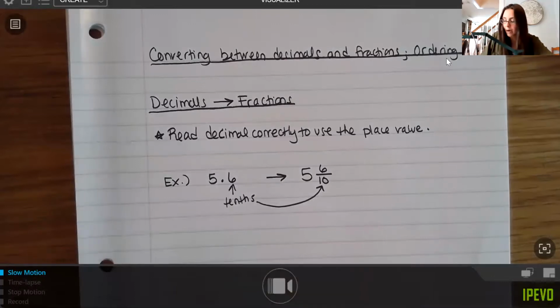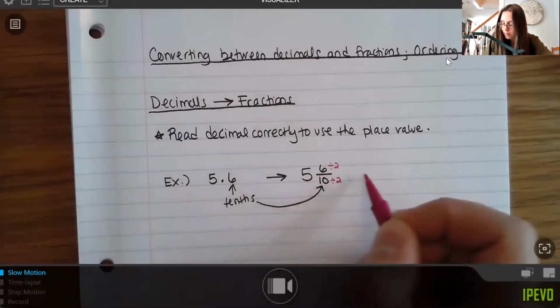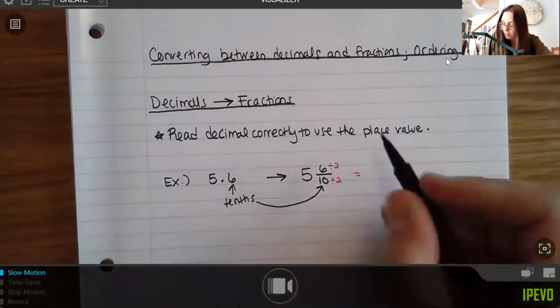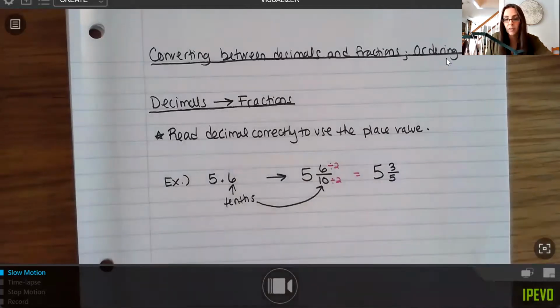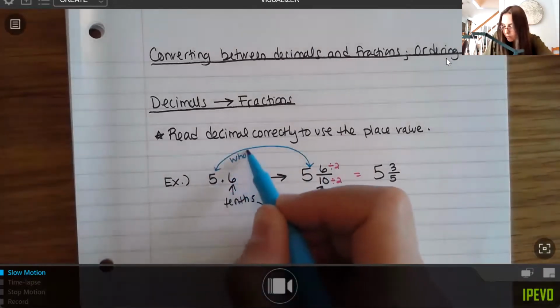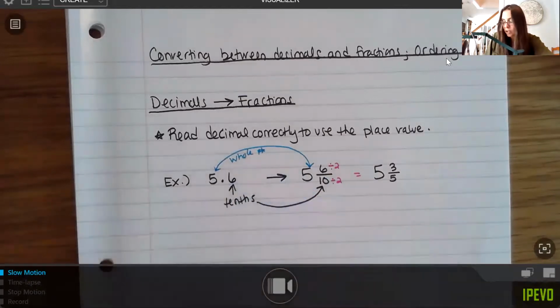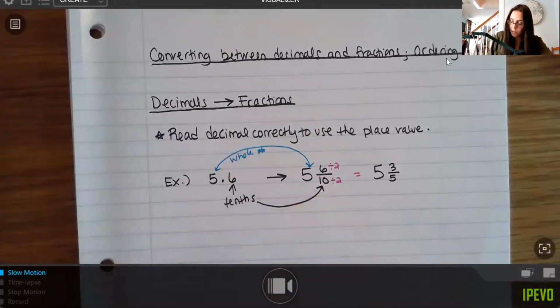Now we're going to still simplify. So we do have a fraction here that can be simplified, right? I can divide these each by 2. And I'll have 5 and 3/5 as my final answer. Okay. So the whole number just stays, right? Whole number stays. And then it's just that position, that place value that you need to transfer over. So let's try another example.